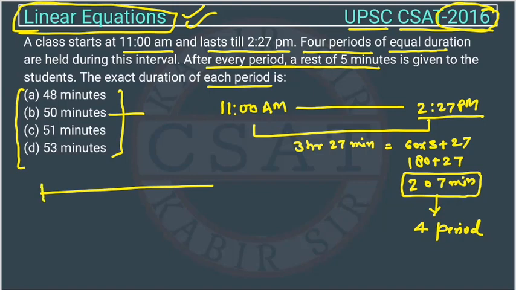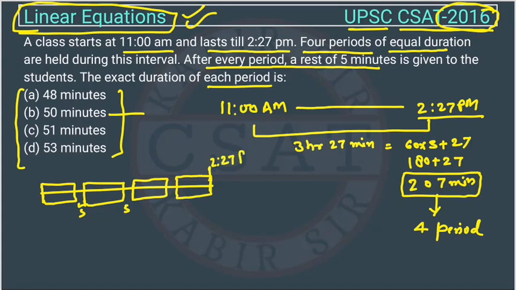Suppose one period started here, right? It will end here, and there is a gap of 5 minutes. Then the second will start, and then again a break. Now the third will start, and the fourth will start. After the fourth, there won't be any break because the class ended. So this is 2:27 p.m. There will be only 3 breaks of 5 minutes, so a total of 15 minutes is for rest.